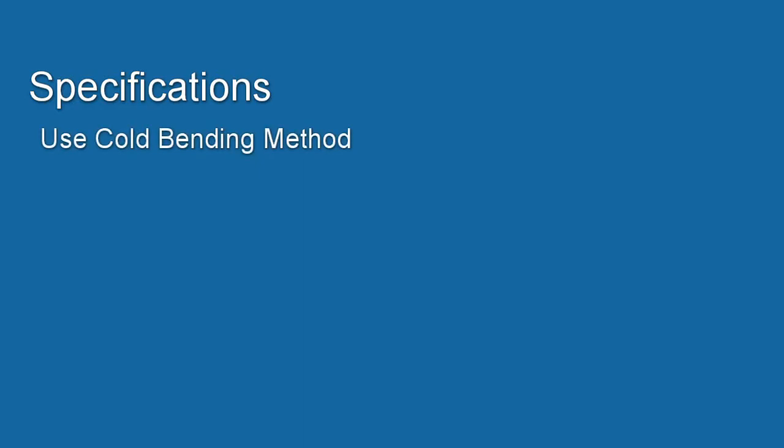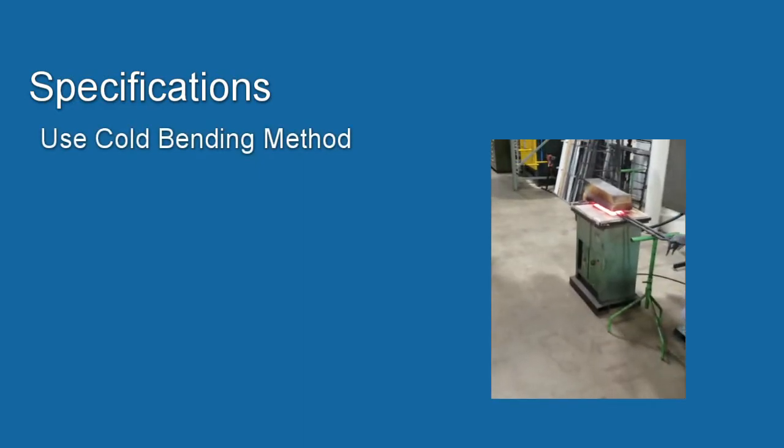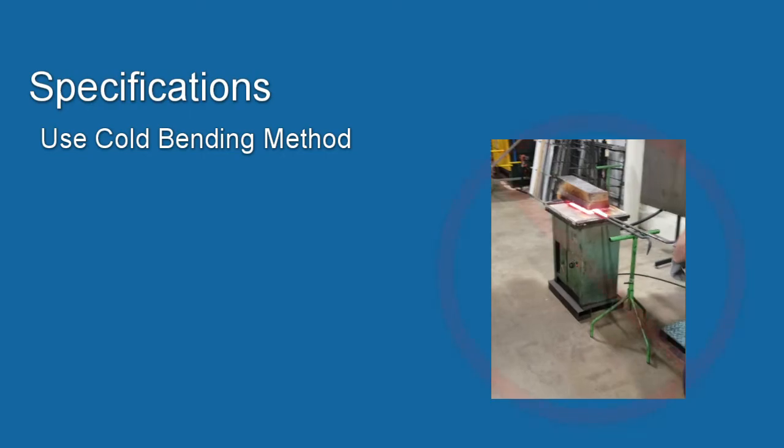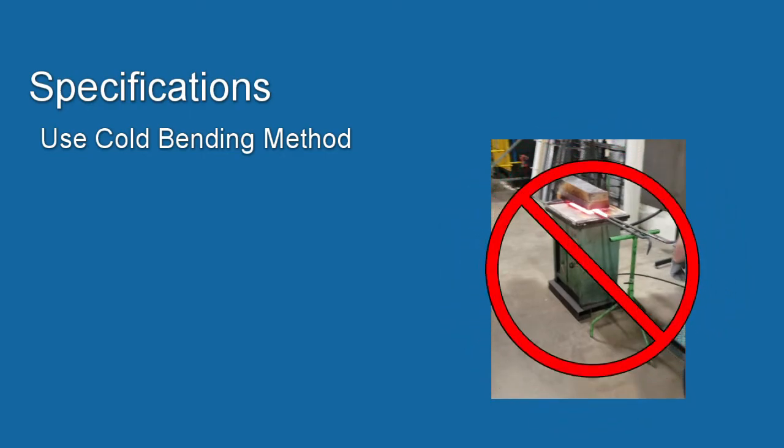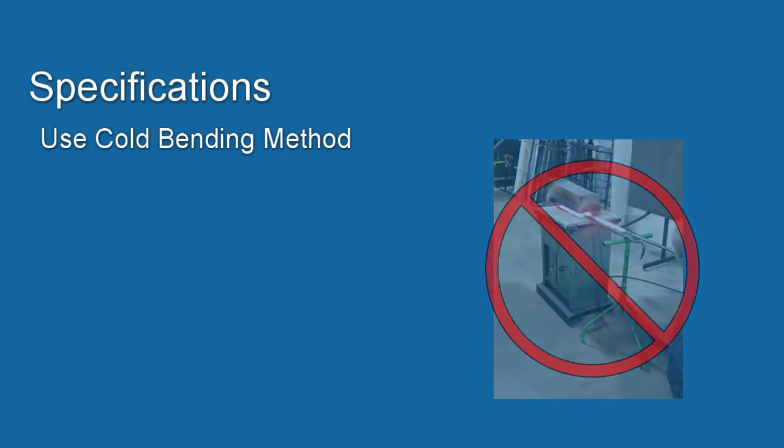First, every bending method in the process must utilize cold bending to eliminate the use of the furnace. Bending cold will cause springback to occur, therefore, overbending the rod is needed to account for the degree of springback.